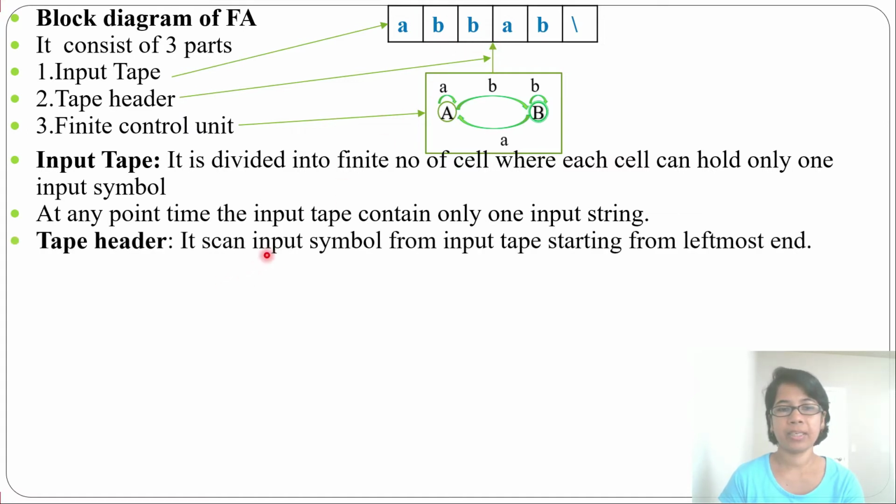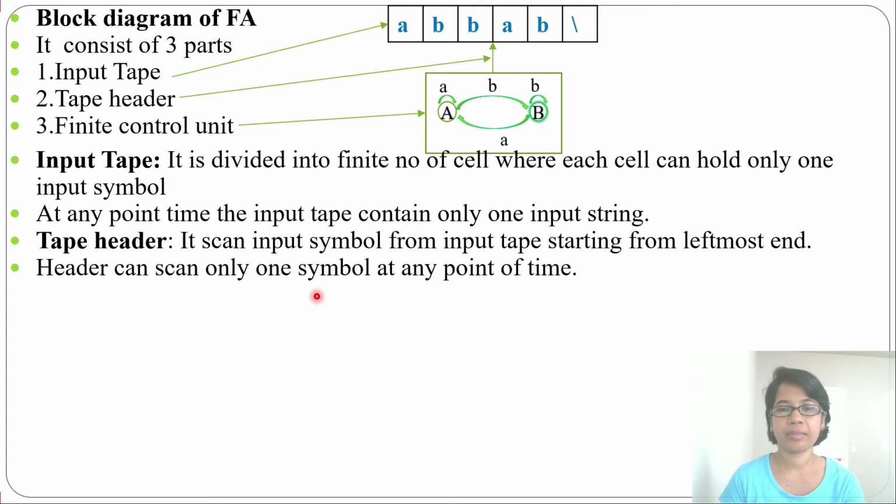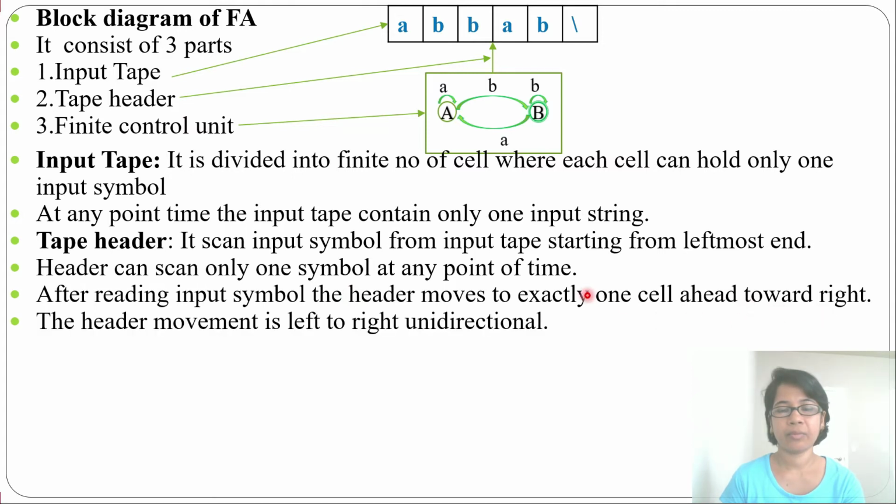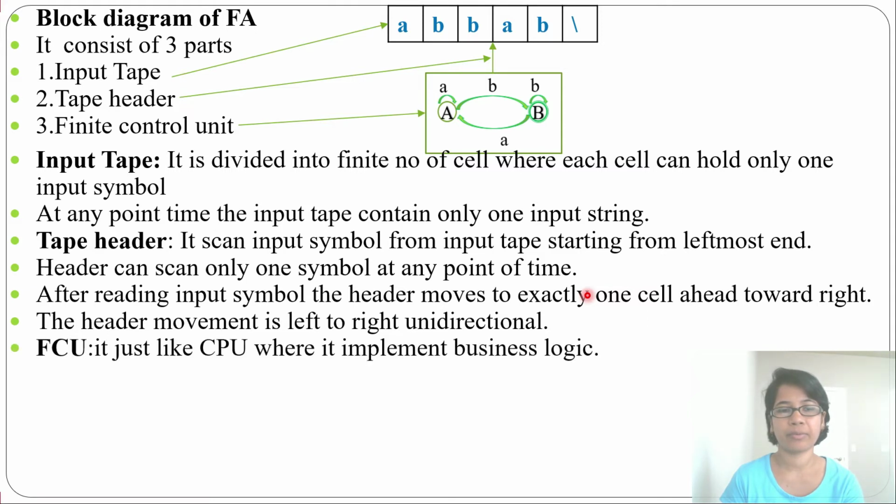Then the tape header: it scans input symbols from the input tape starting from the leftmost end. So this is the tape header. It starts from the leftmost end and it goes right. The header can scan only one symbol at any point of time. So after reading an input symbol, the header moves exactly one cell ahead toward the right. The header movement is left to right and it is unidirectional, meaning it cannot come back. It is just unidirectional from left to right.